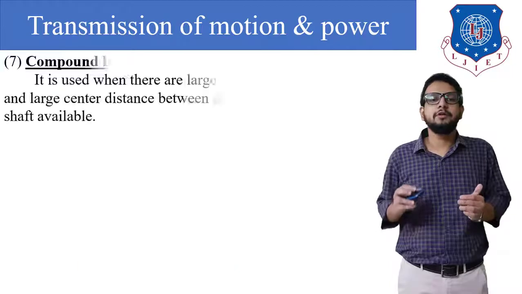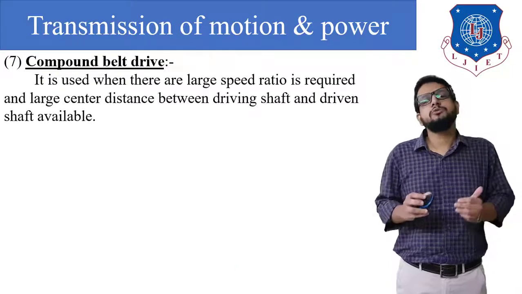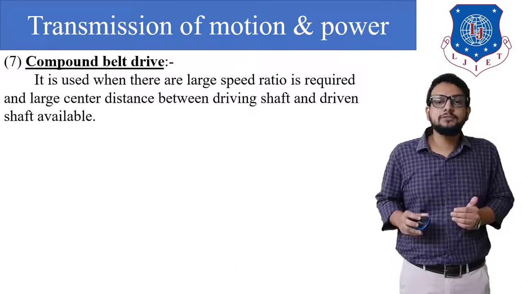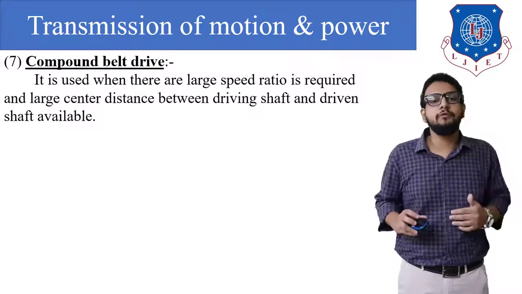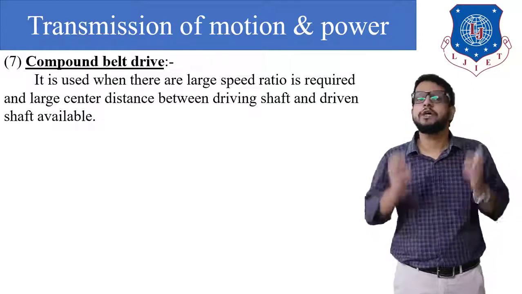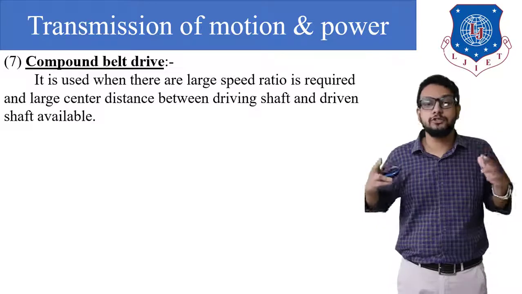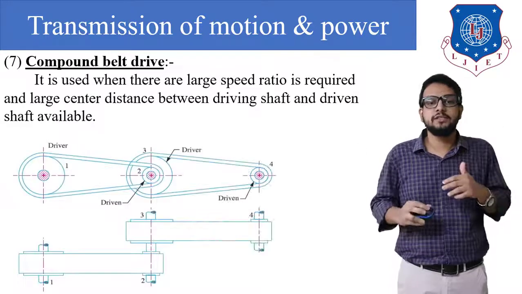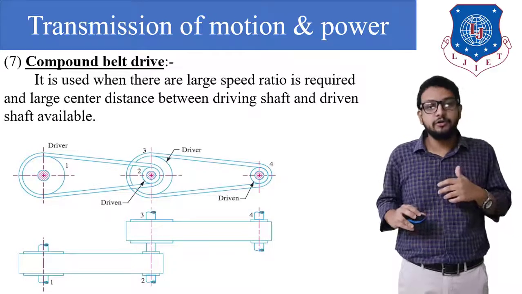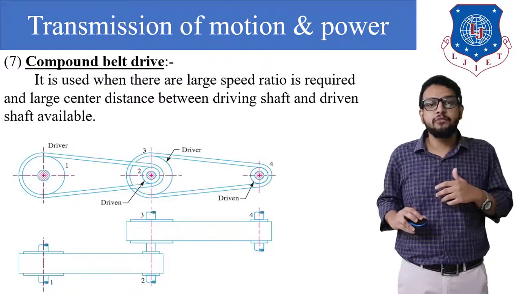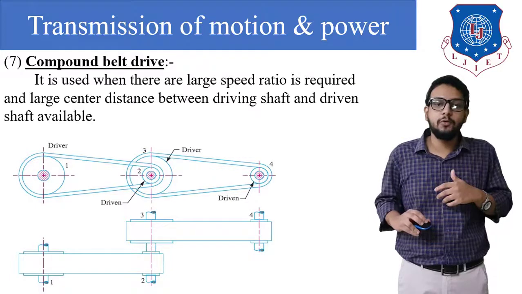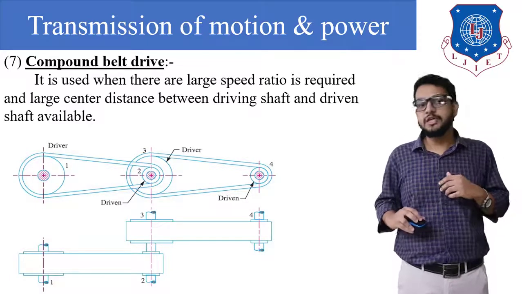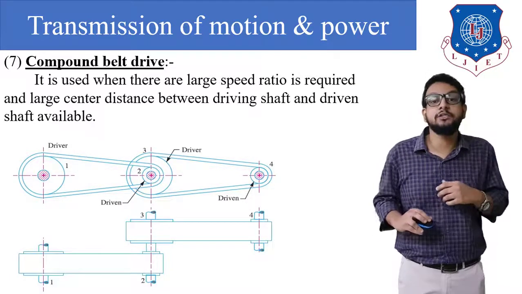Now the next type is a compound belt drive. It is used when we require a large speed ratio, velocity ratio, and when the distance between a driving shaft and a driven shaft is quite large. That is, both the shafts are arranged at a large distance. As you can see in the arrangement, the driver is of a bigger size and the driven is number 4. Driver is number 1, driven is number 4, and the distance between 1 and 4 is quite large, as you can see.